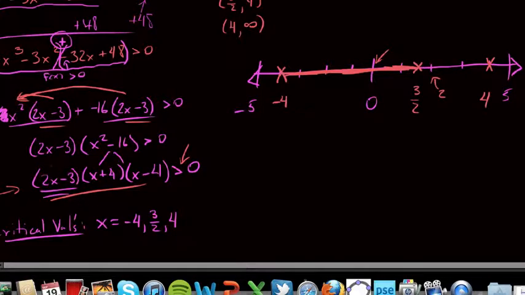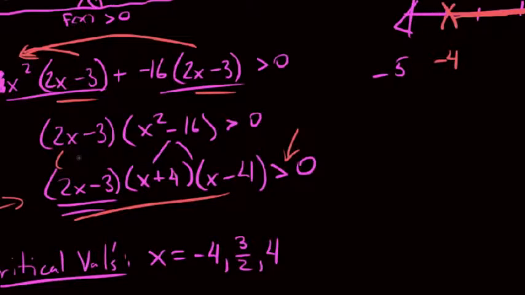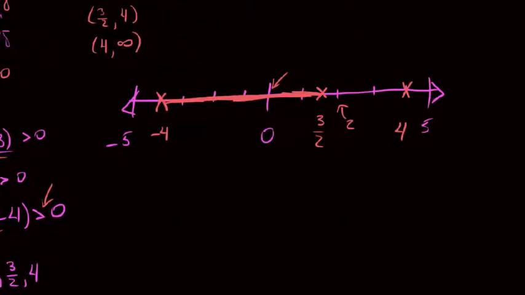But what if we did choose 2? So we'd have 2 times 2 minus 3, that's 4 minus 3 is 1. Then we'd have 2 plus 4, that's 6. And then here we'd have 2 minus 4, that's negative 2. So we have a positive times a negative, which is negative. And so this statement would read, a negative number is greater than 0, which is certainly not true. So basically, we chose 2 and 2 didn't work. So anything on this interval from 3 halves to 4 is also not going to work.